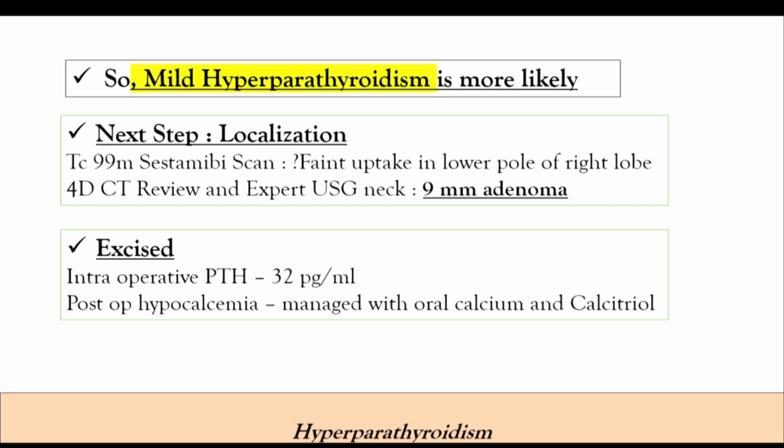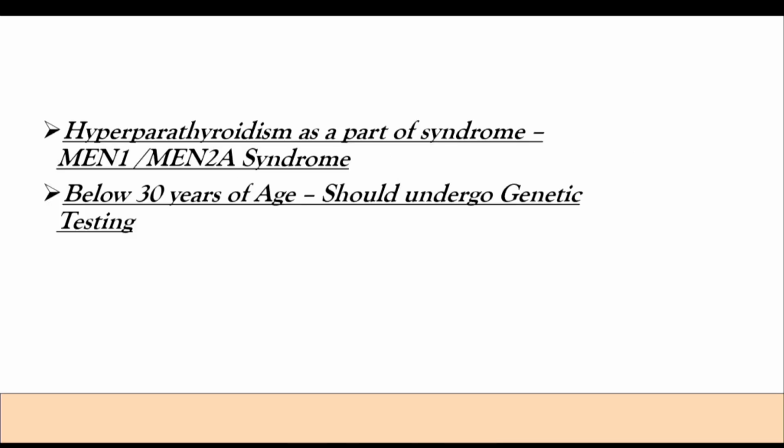But diagnosing hyperparathyroidism is not enough, especially in a young patient. In a young patient, if we diagnose hyperparathyroidism, we should look for syndromic associations like MEN1 syndrome. MEN1 syndrome can have hyperprolactinemia, pituitary tumors, or pancreatic neuroendocrine tumor. And MEN2A syndrome can have medullary carcinoma of thyroid or pheochromocytoma. The guideline says that any patient below 30 years of age with hyperparathyroidism should undergo genetic testing, because they can have hereditary hyperparathyroidism.